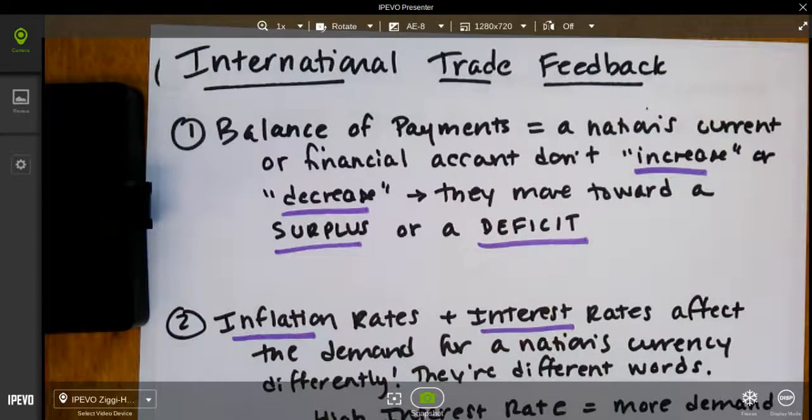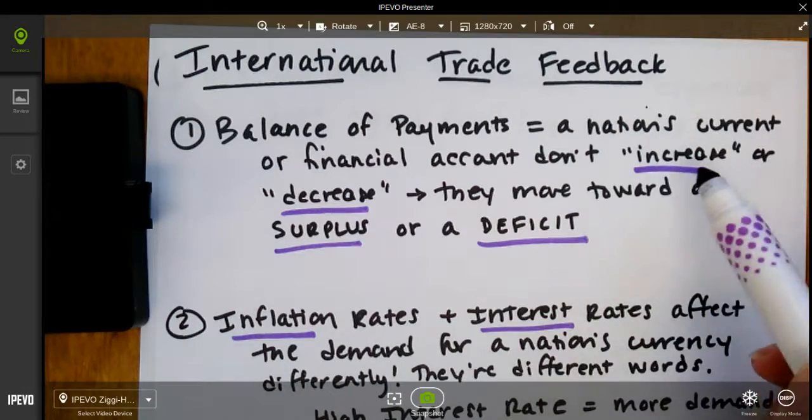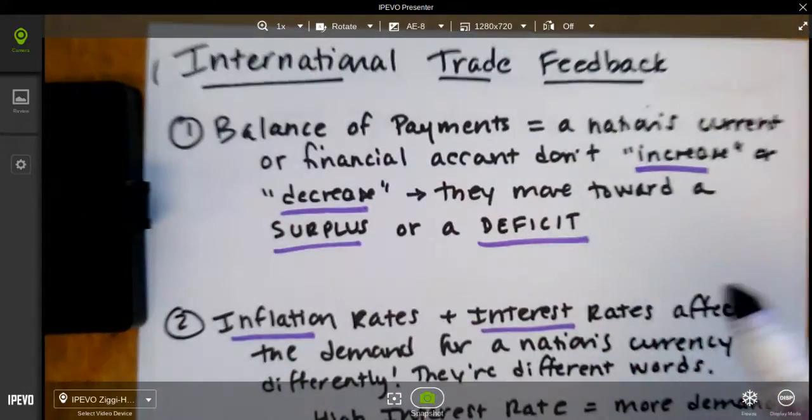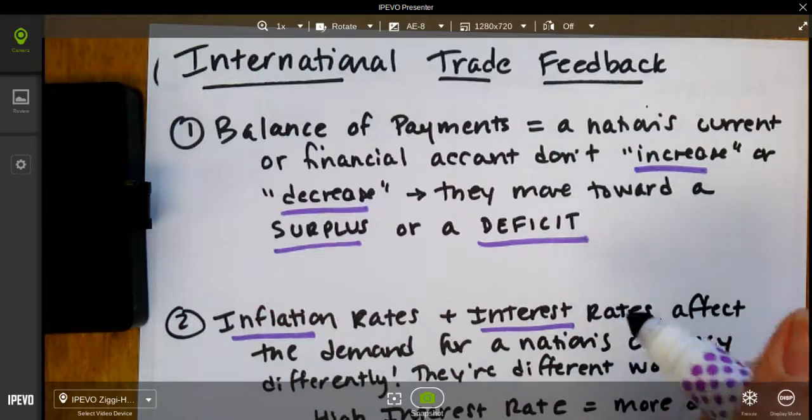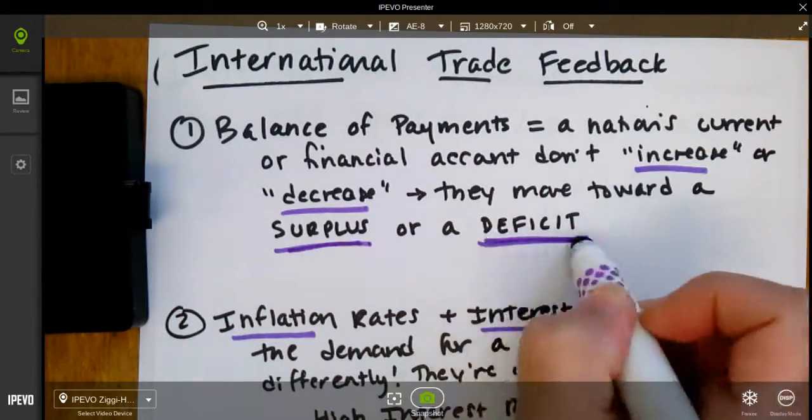All right, you guys, because I don't have time to go over your FRQs from the other day as a group, I just want to give you a little bit of feedback. The first thing is that when you guys are doing the balance of payments, a lot of you were referring to the financial or current accounts increasing or decreasing, which is the incorrect words you want to use. You want to say the words that it's moving toward a deficit or a surplus, so make sure you're using that vocabulary.